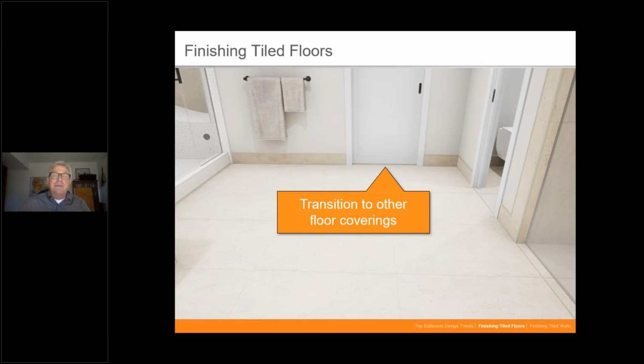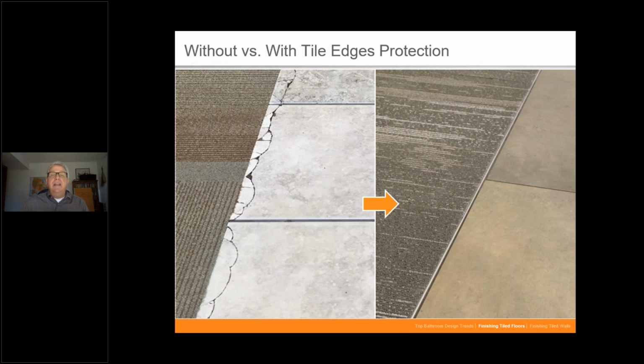There could be other types of flooring. So let's take a look at that transition place where we're going from tile to where there's an adjacent covering. And of course, we need to protect the edge of the tile, and we want to give a nice, clean, professional edge to that transition, and do a couple of other things too. We'll look at that. You can see the difference here.